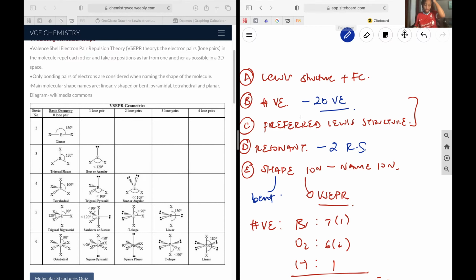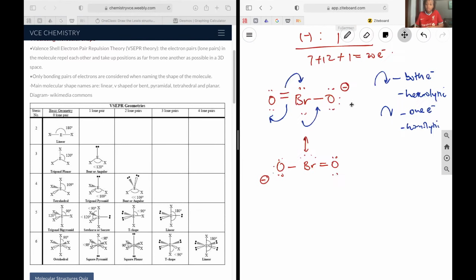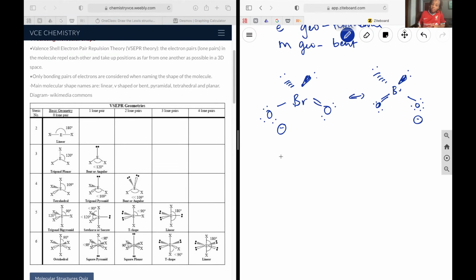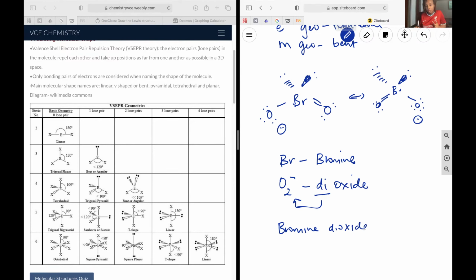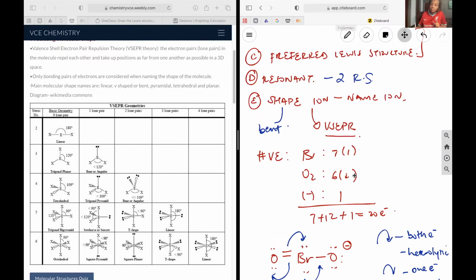And lastly, we need to figure out the name of the ion. So my central atom is bromine, and I have 2 of them with 1 minus charge. And so this is di for the 2, ox for the oxygen, and ide to factor in that one of them is an ion. And so this will form bromine dioxide as the name. And that's going to be it for this question.